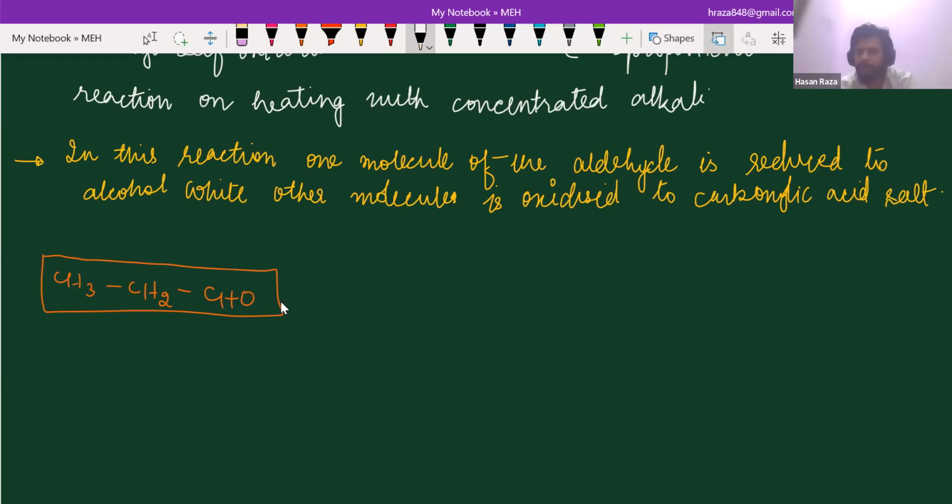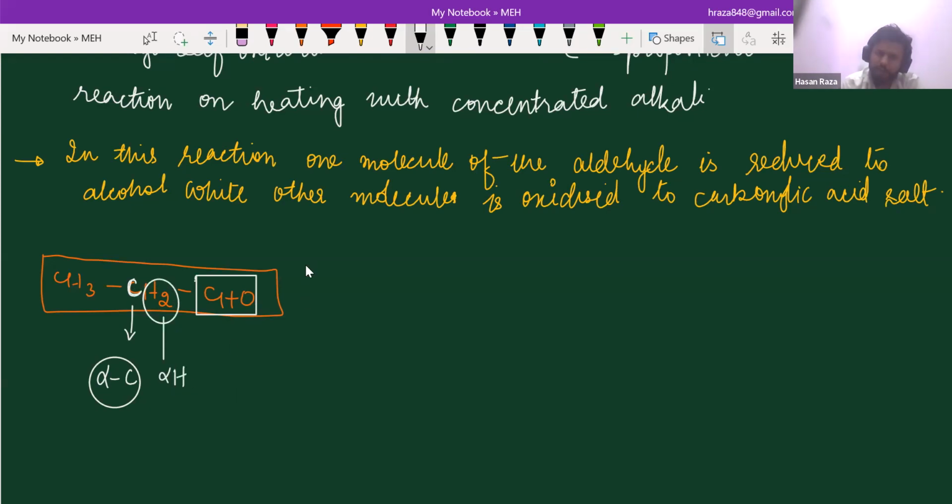Before calculating alpha hydrogen, there must be an alpha carbon. And you can see this is your main functional group. So the carbon which is directly connected to the main functional group is your alpha carbon. So what is alpha hydrogen? The hydrogen which is connected to alpha carbon is known as alpha hydrogen. So there will be no Cannizzaro reaction in this because there is alpha hydrogen.